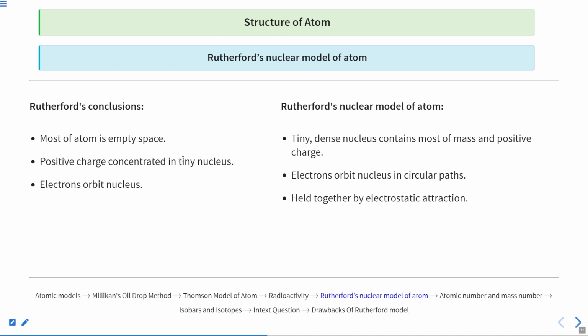We'll talk about it more. So first of all, one conclusion is clear, that most of the positive charge is concentrated in the middle, and most of the mass is also concentrated in the middle in a small thing, and we term that as the nucleus. Electrons are just moving around this nucleus, and that is the Rutherford nuclear model: electrons are revolving around the nucleus, and the nucleus is present at the center. Clear?